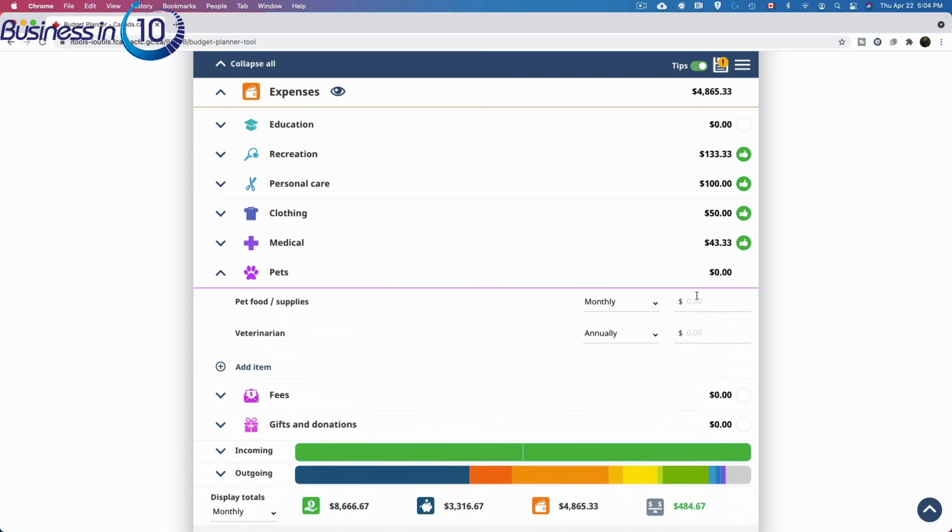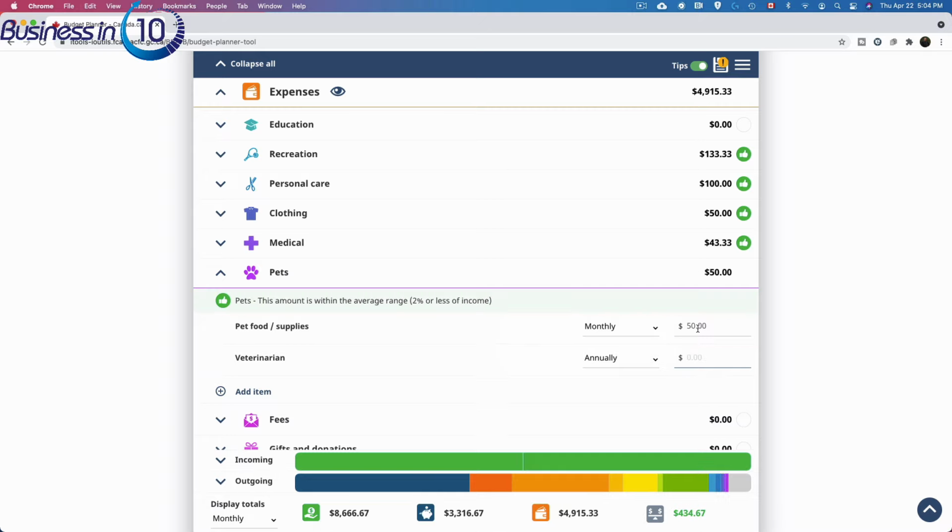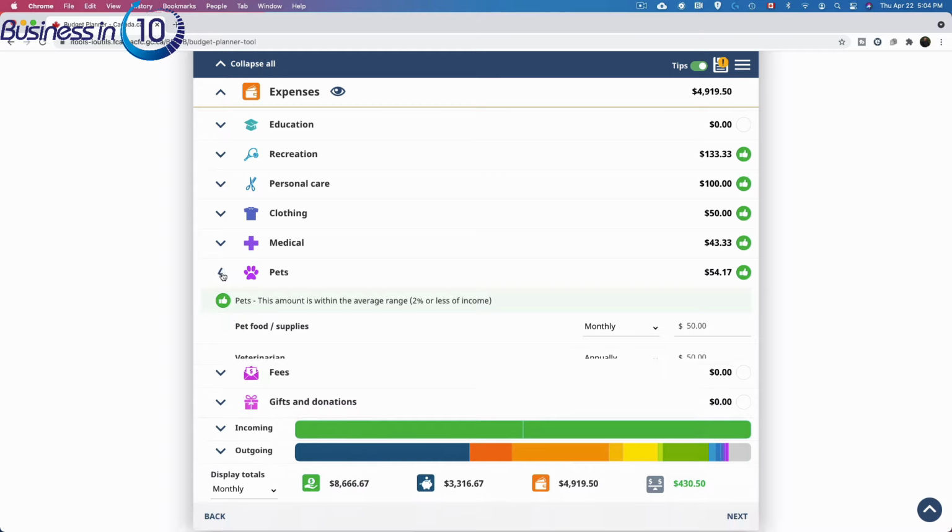If you have a dog or a cat or other pets, you put the number in here. Pet food supplies, I'm gonna put $50 monthly. And vet, if you have pets, you may need vet attention for your pets. I'm gonna put $50 and we move on.